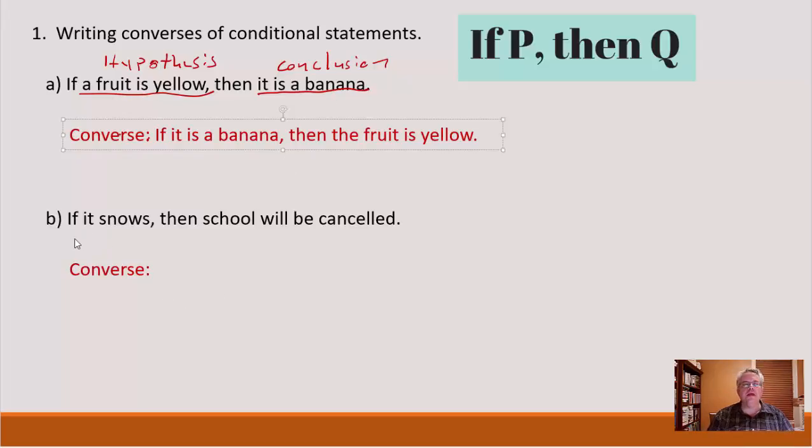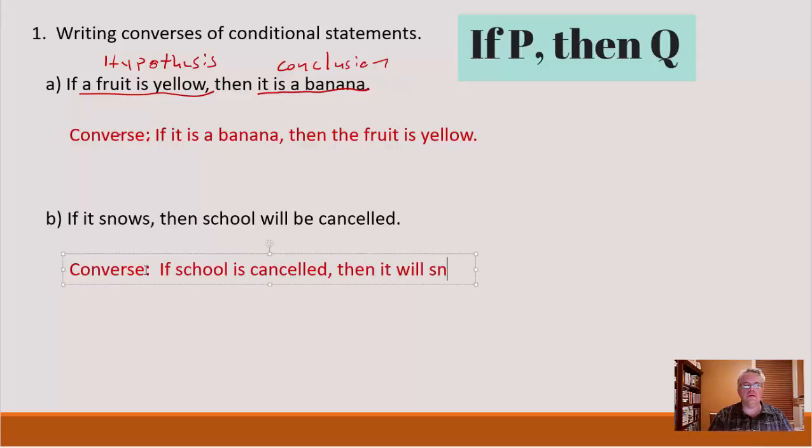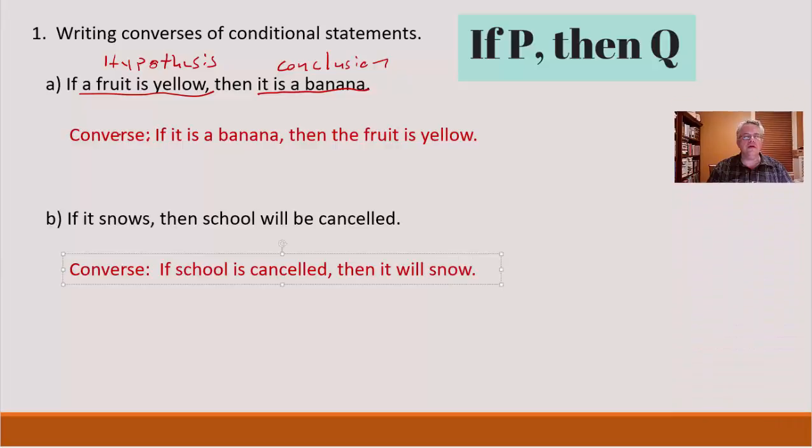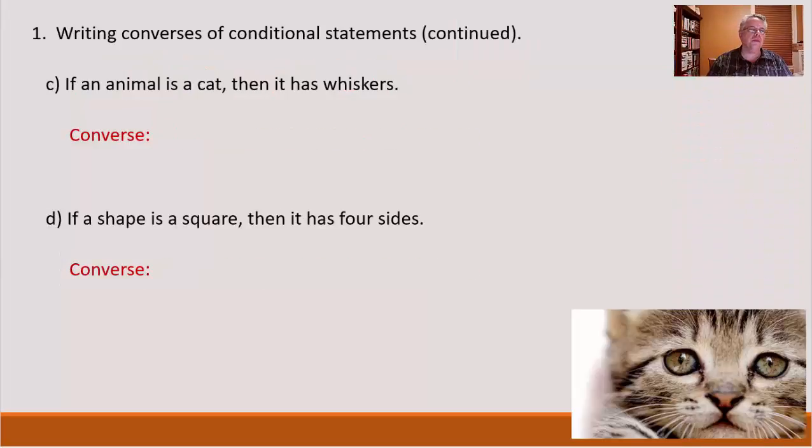Let's try this one. If it snows, then school will be canceled. Well, the converse would be what we get if we switch it. If school is canceled, then it will snow. All right, let's try a couple more examples.